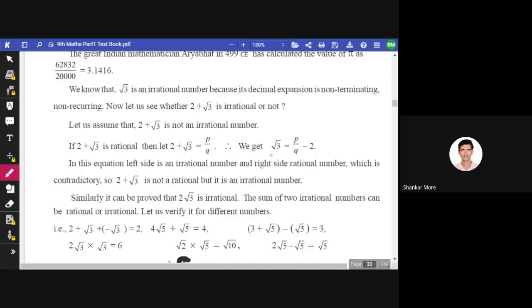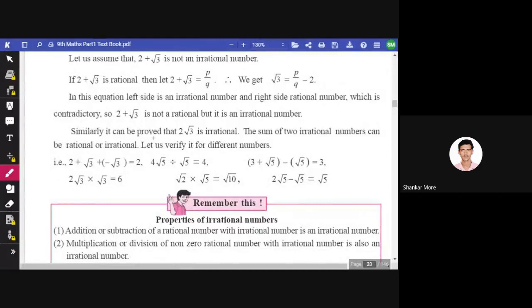So we know that square root of 3 is irrational, p by q and 2 both are rational numbers, and rational number minus rational number, the subtraction has to be rational only. So that is why in this equation left side is an irrational number and right side is a rational number, right? So which is contradictory. So 2 plus root 3 is not a rational number but it is an irrational number. So एक बात समझ में लेनी है हमें कि like with any number, if we add irrational number, if we subtract irrational number, if we multiply by irrational number, it is going to be irrational only.